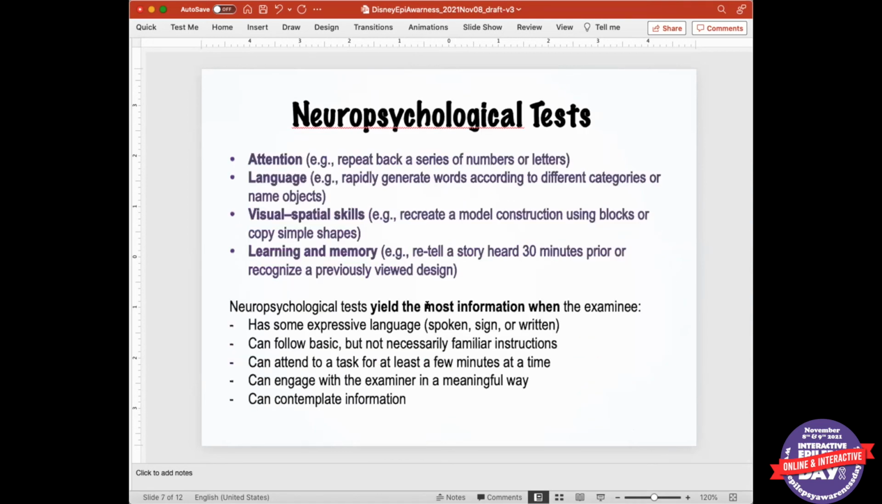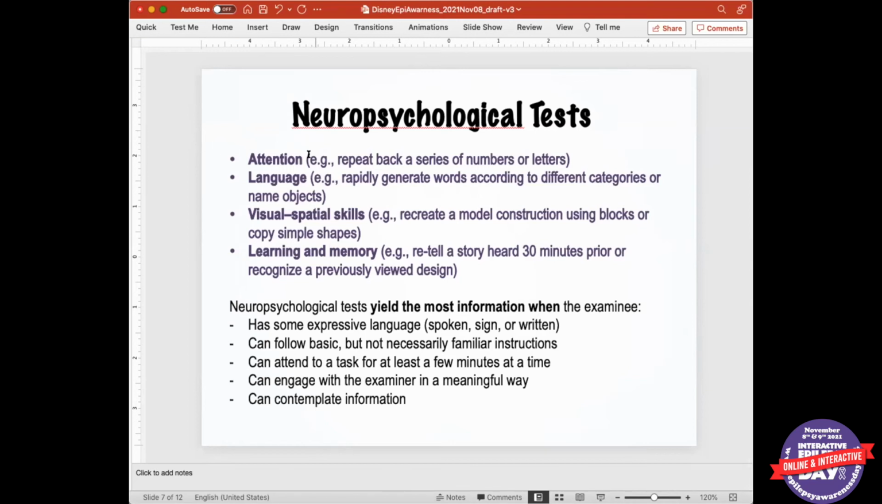Okay, and then when we do the actual evaluation, like I said, we ask people to do different things. And so just to give you an idea about some of the things that you might be asked to do if you had a neuropsychological evaluation.